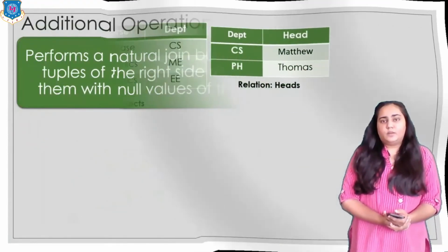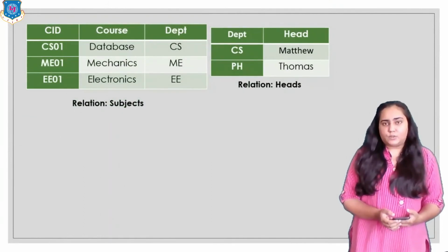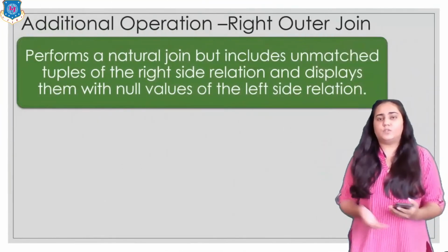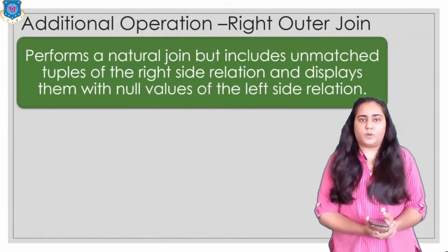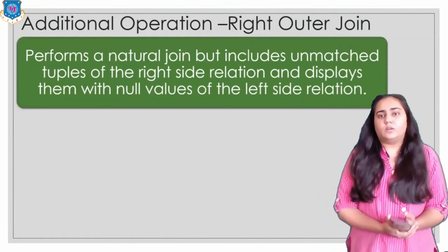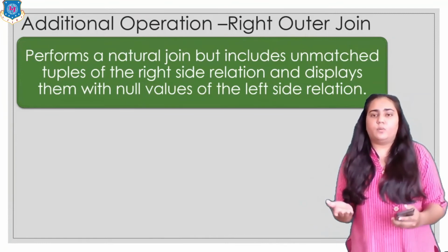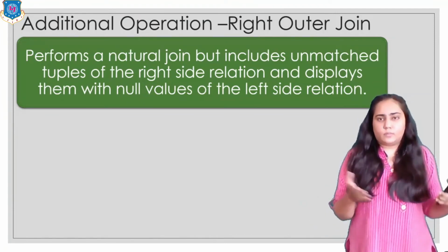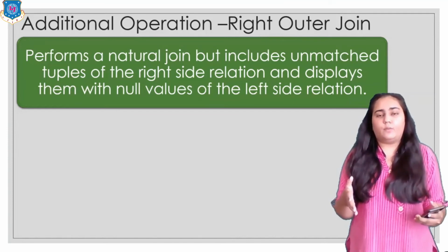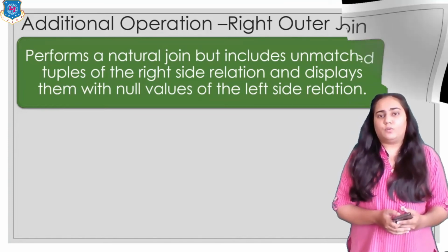The next one we have is right outer join. So the right outer join also performs a natural join, but this time the unmatched tuples of the right side relation will be retained with null values of the right hand side.